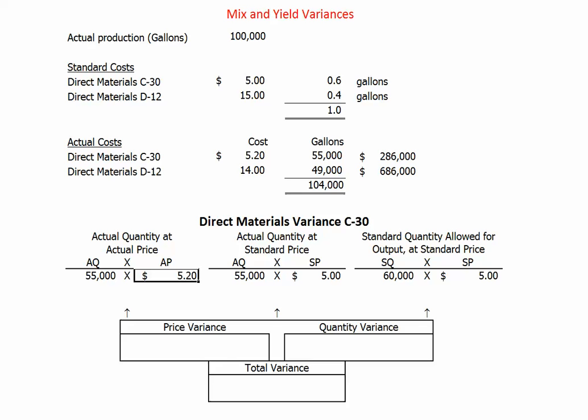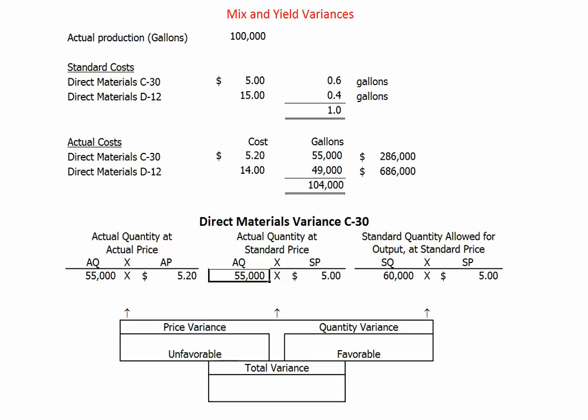And then our actual quantities, we actually used 55,000 gallons at an actual price of $5.20 per gallon. In terms of our variances, we will have an unfavorable price variance because our actual price of $5.20 was greater than our standard price of $5. We will have a favorable quantity variance because we only used 55,000 gallons of C30, and we would have expected to use 60,000 gallons of C30 to make our 100,000 units of output.